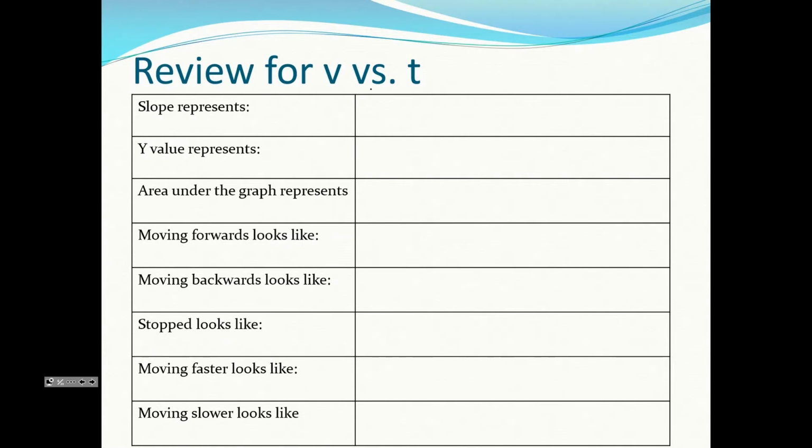For V versus T, slope represents acceleration. Your Y value represents your speed. Area under the graph represents your distance. And moving forward, we draw these with this being 0 right here. So moving forwards is above the x-axis. Moving backwards is below the x-axis. And stopped is when you're at the x-axis like that.